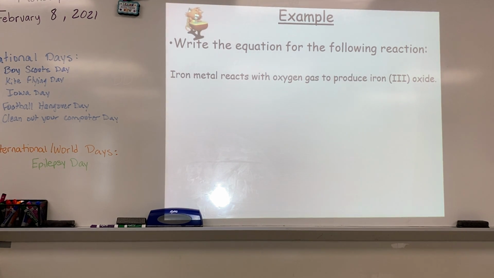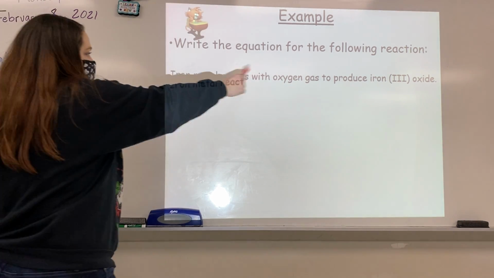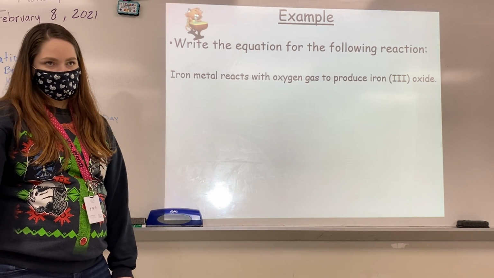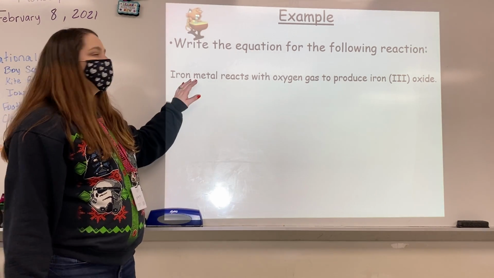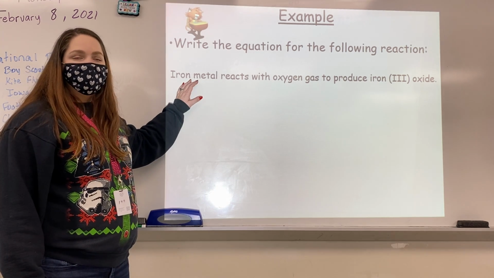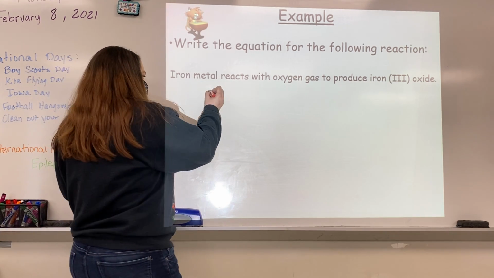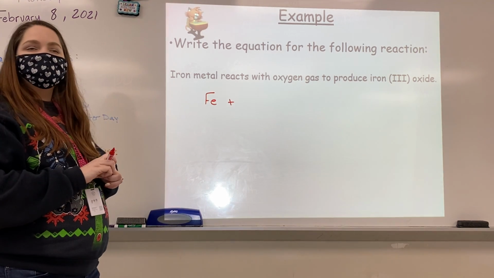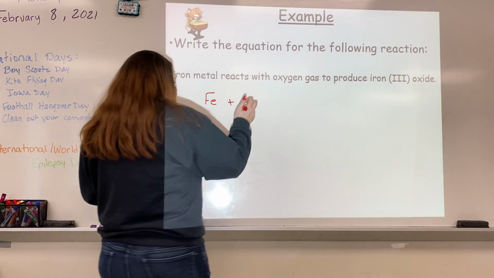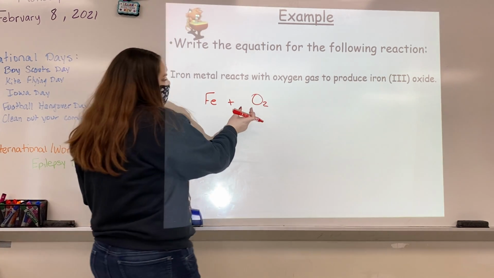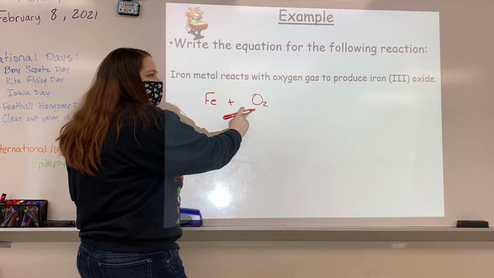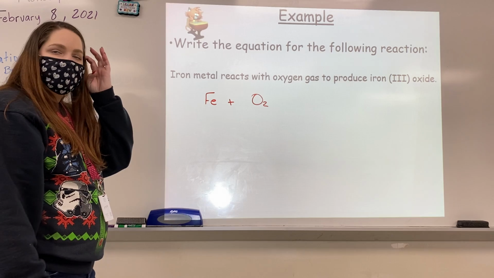All right, so for your first example, I have this bunch of words. I need to first turn this into a balanced chemical equation. So, iron metal. What is the abbreviation for iron? Fe. So that is my first one. Plus, what is my second reactant? O2. Notice that I'm going to leave a space in between my plus sign and my O2 because I have to write coefficients. So leave a space when you're writing your balanced chemical equation.